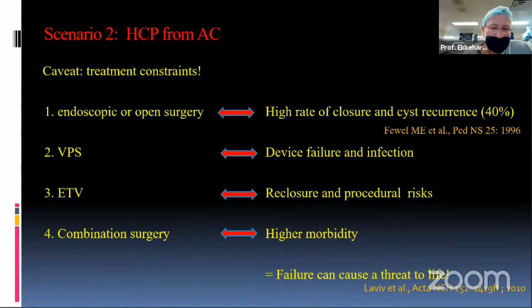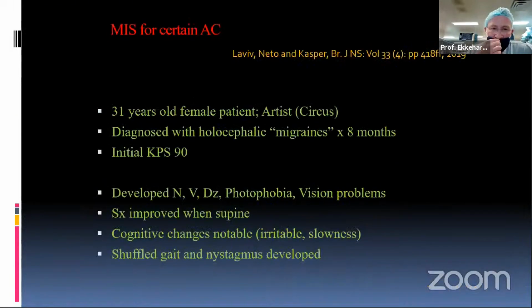VP shunt we talked about has device failure risks and infection risks. ETV, again, there are some procedural risks with a larger endoscopy access point here and reclosure. And combination surgeries carry higher morbidity. So here's my case. It's a 31-year-old female patient who is a circus artist. She was diagnosed with holocephalic migraines and an initial KPS of 90. She then developed nausea, vomiting, dizziness, and vision problems, and came into the ER in rather dire circumstances.